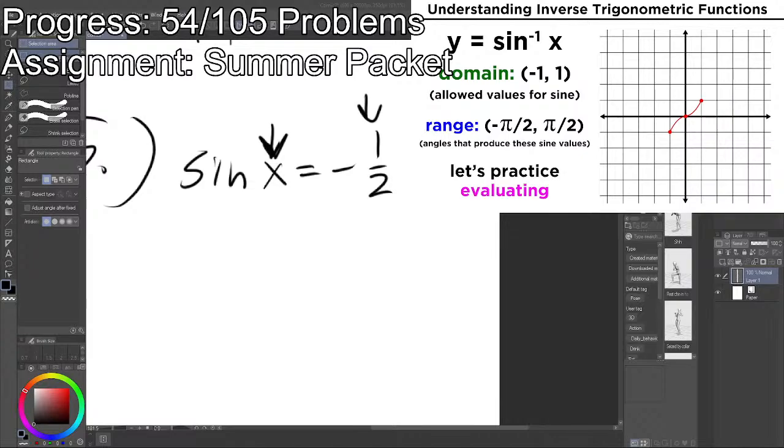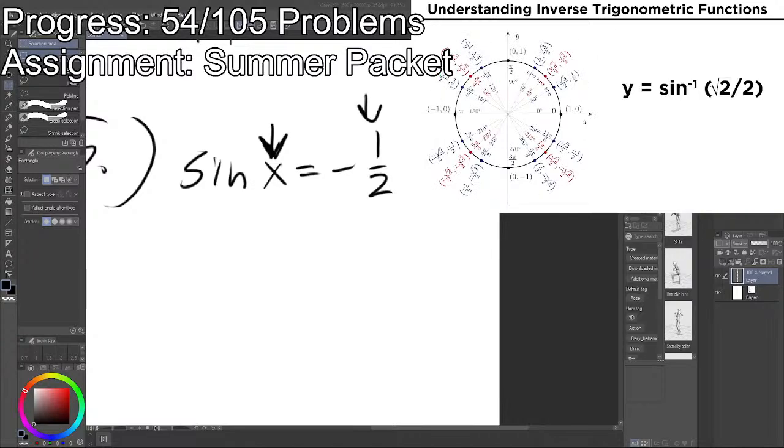So let's make sure we know how to evaluate these. What is the inverse sine of √2/2? Well, if we recall our unit circle, the angle that gives a sine of √2/2 is ¼ pi.